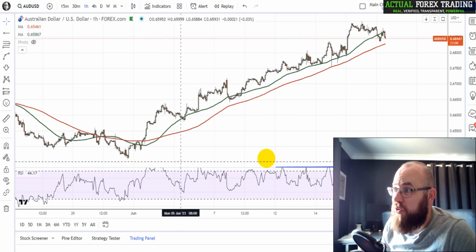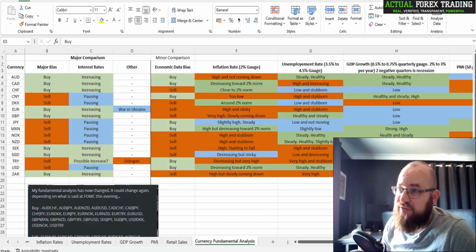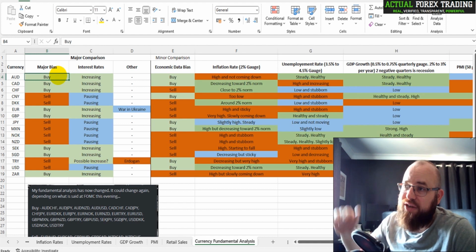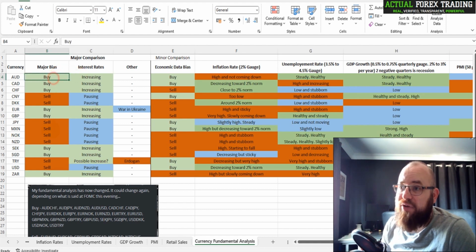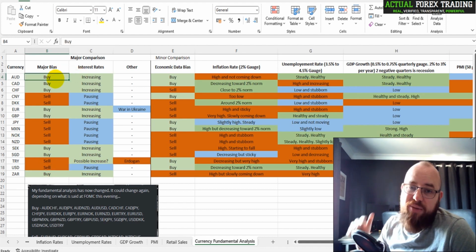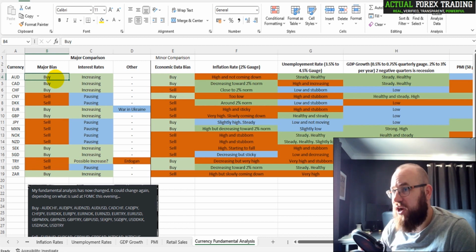We could see more moves like this if these fundamentals don't change. But things can change quite quickly. This is why you need to keep on top of things. It could be that the Reserve Bank of Australia decide to pause rates as well. Then you have two sales here, so the trade might not be as attractive. US dollar, Canadian dollar. Canadian dollar's a buy for me, definitely at the moment. The US dollar's a sell.